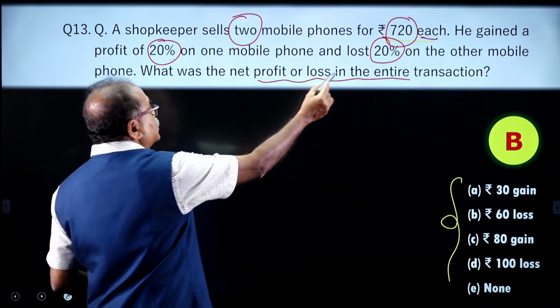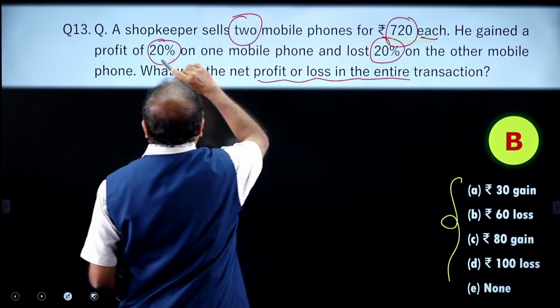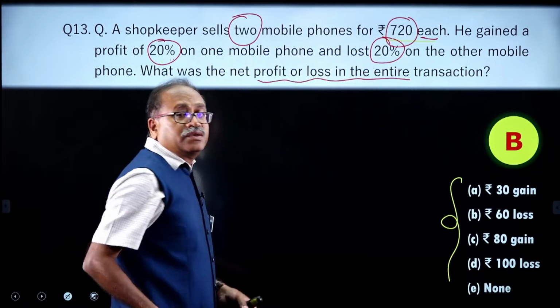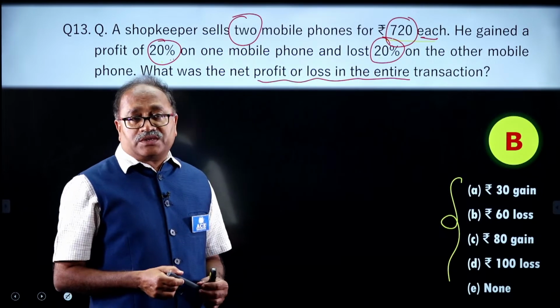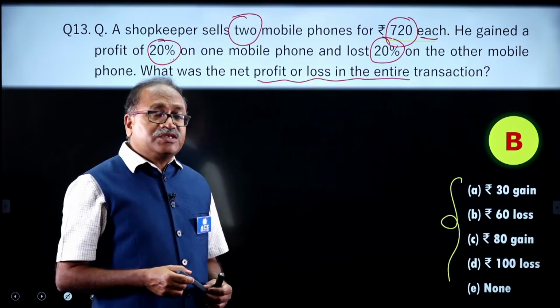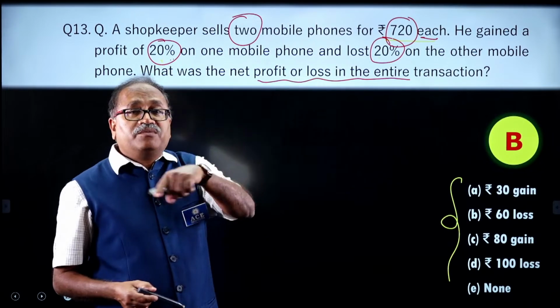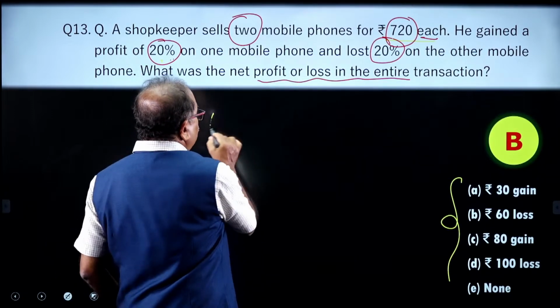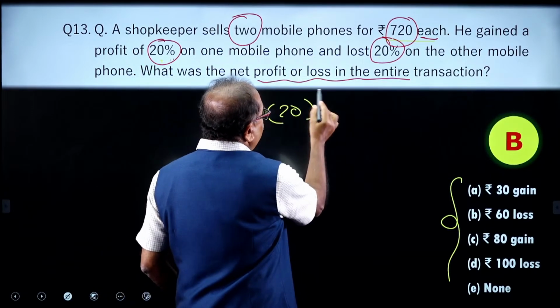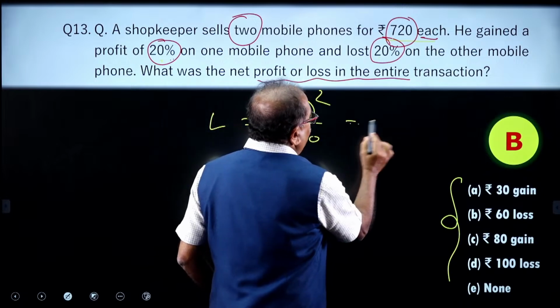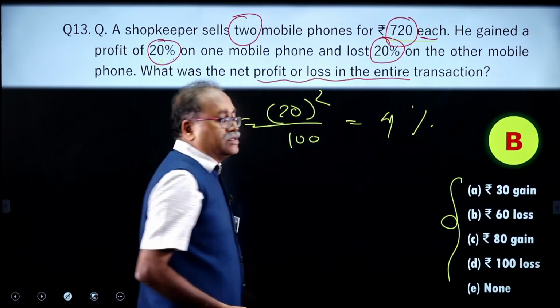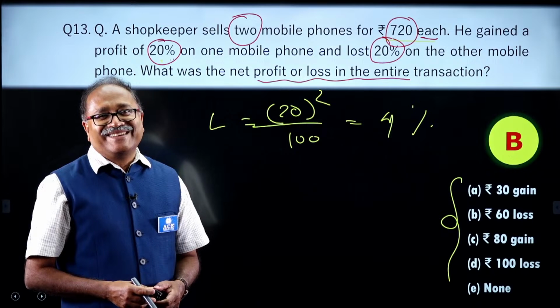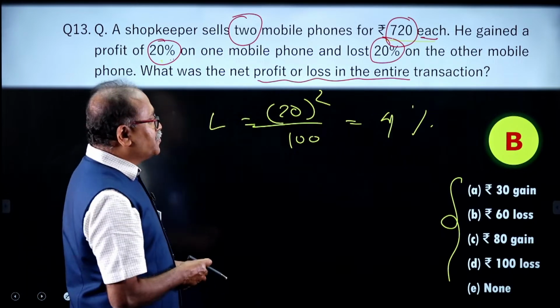So we know that the selling price of the two articles is the same. In one case profit, in the other case loss. Therefore, there is an overall loss. What is the loss percentage? x square by 100, so the loss percentage is equal to 20 square by 100, which is equal to 4% loss. Am I right? So overall there is a loss of 4%.